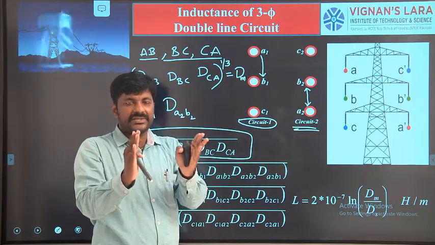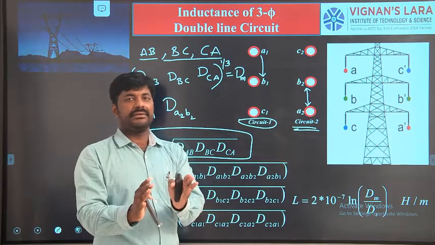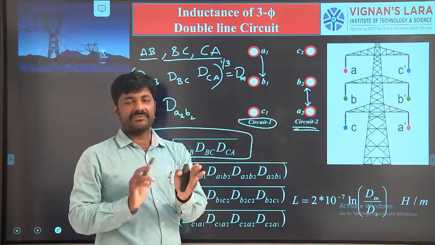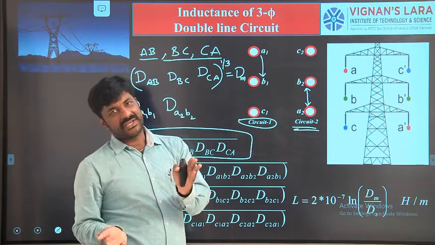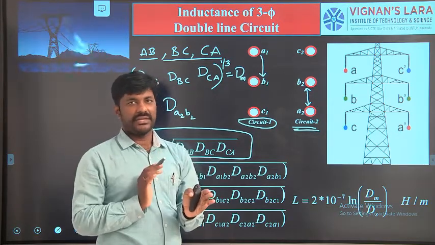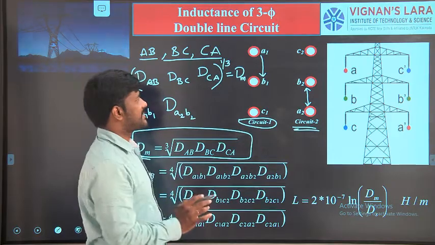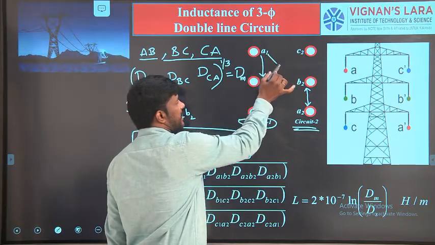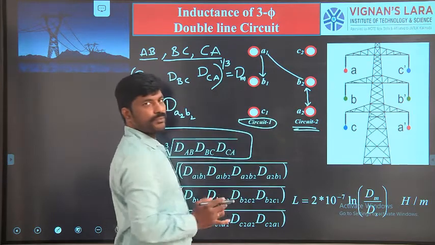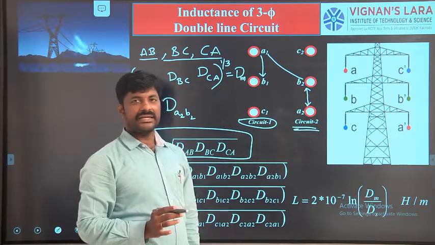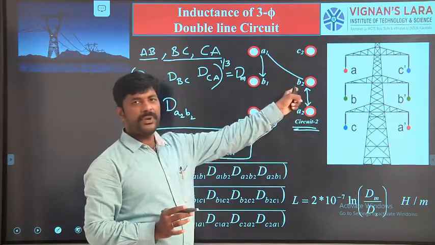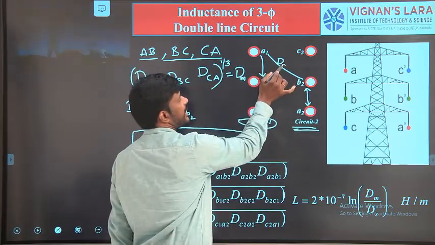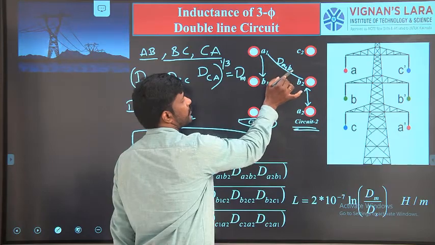Whenever those two are placed on the same tower, the mutuals will happen from circuit 1 to circuit 2 as well as circuit 2 to circuit 1. Then what are the combinations? Yes, you can observe one combination. This A1 conductor is mutually linking to B2. Then I will call that the mutual distance D A1 B2.